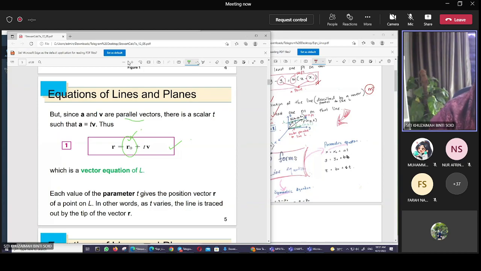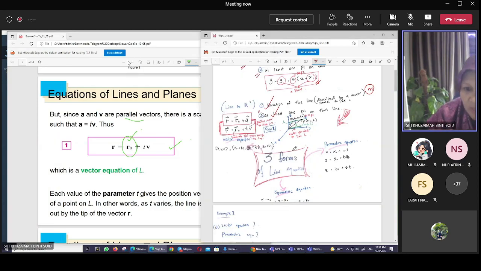So if you are asked to find the equation of line, normally we have 3 forms of equations. First one is the vector equations. Second is parametric equations. Third, symmetric equations. So these 3 equations can be presented as an equation of line. Okay. So kita start with vector equation first.